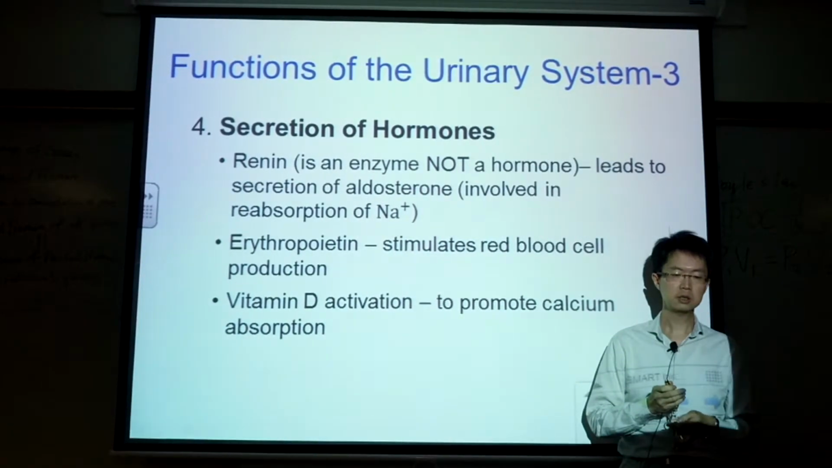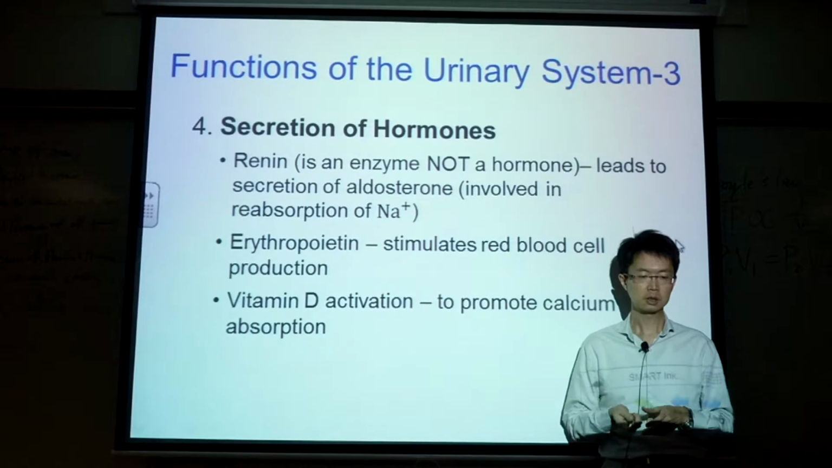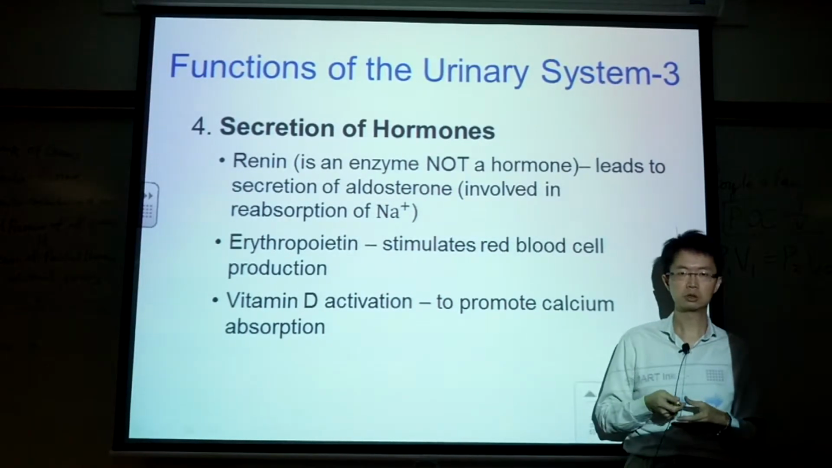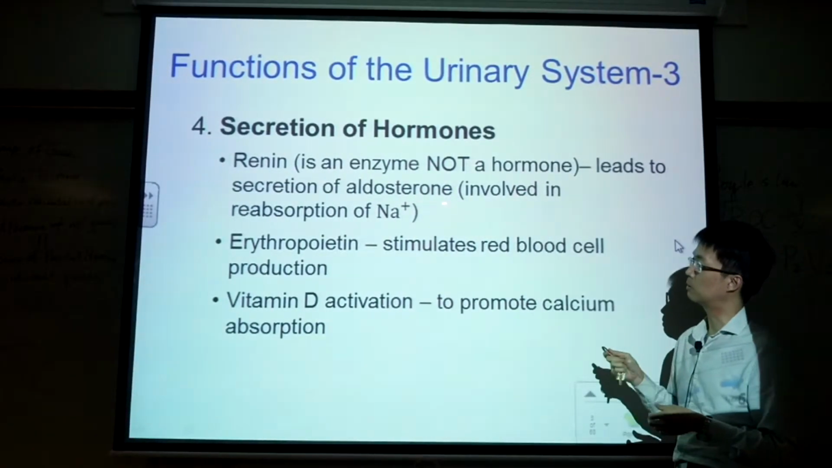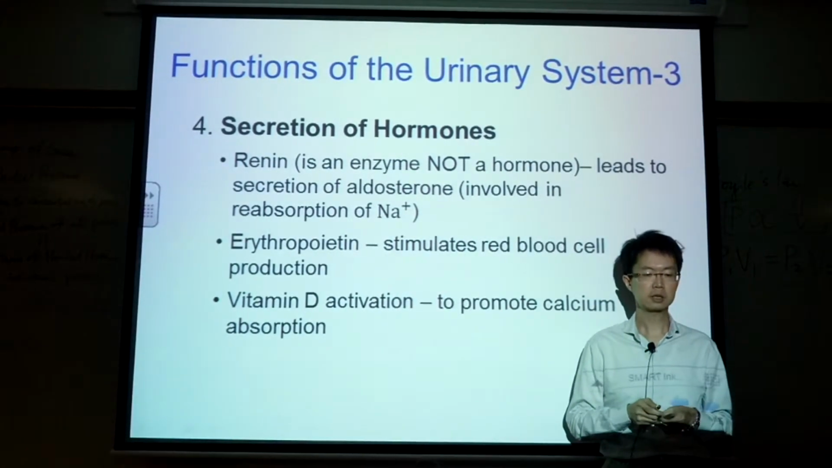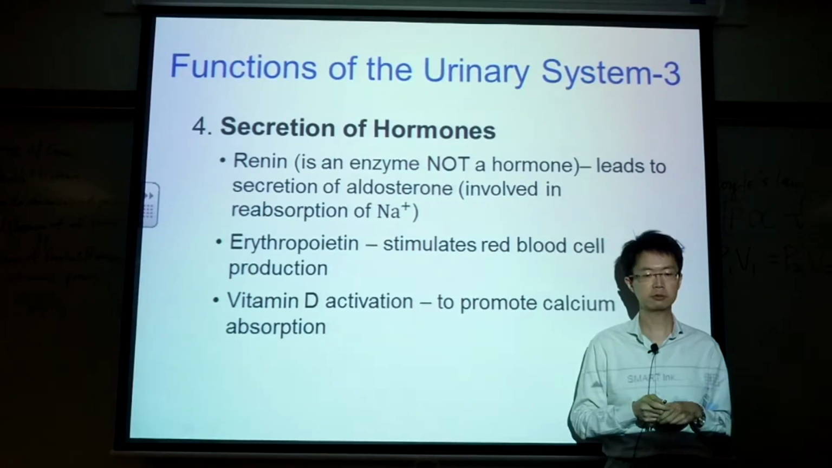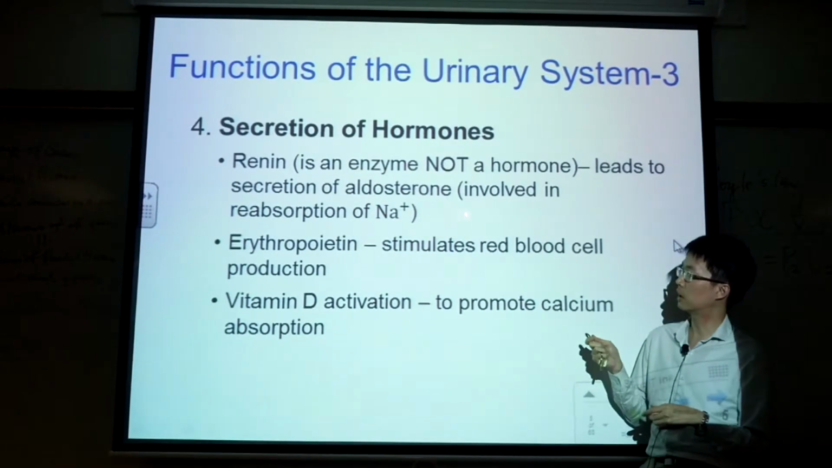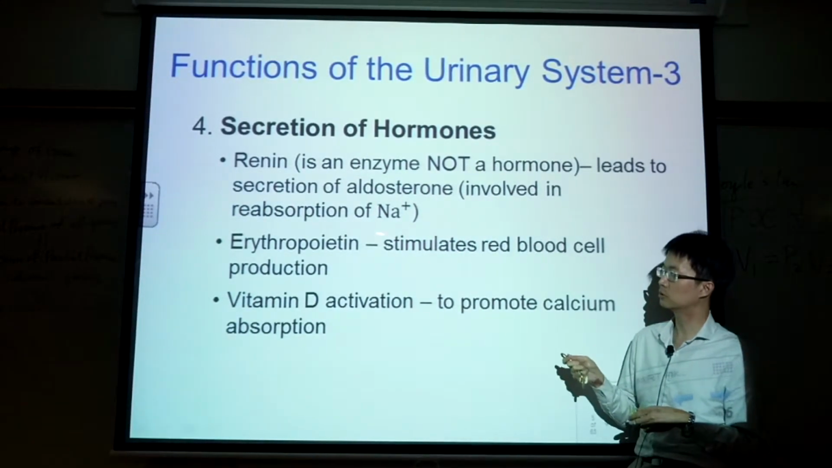And the urinary system also secretes hormones. When we have too much hormone, it will go into the urine. Renin is an enzyme, not a hormone. This is very important to remember. Renin is an enzyme, not a hormone. It is secreted by your kidney. We will talk about what cell type secretes the renin. It will lead to the secretion of aldosterone. Aldosterone is for reabsorption of sodium.